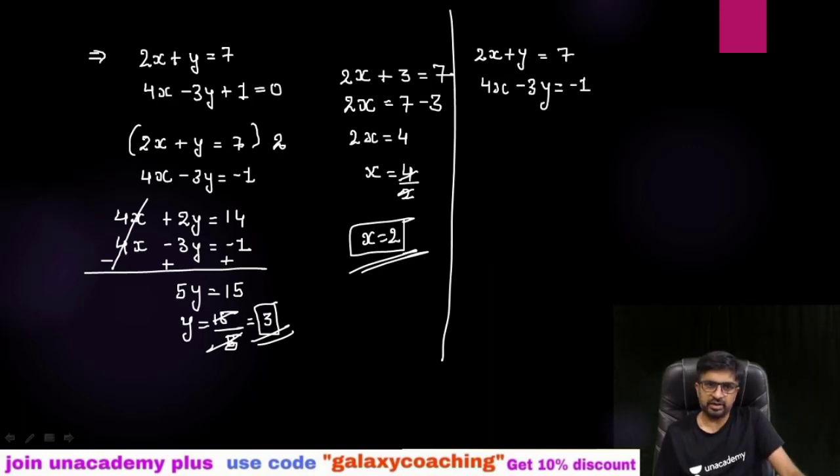Now in the earlier question we made the terms with x the same. Here I am going to make the terms with y the same by multiplying this equation by 3. So what will happen? 3 twos are 6x plus 3 into y will give you plus 3y, and 7 threes will give you 21. And here 4x minus 3y equals minus 1.